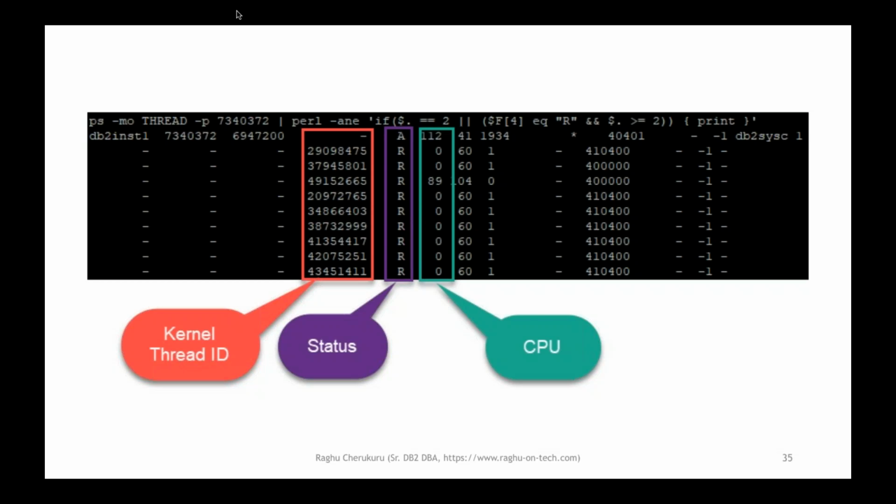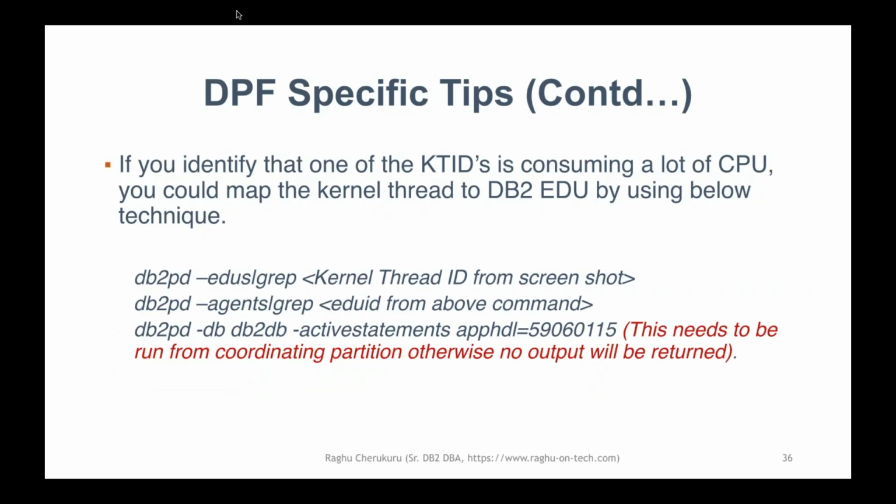And then by using that kernel thread ID, I can map it to the DB2 agent by using these db2pd commands, and then get what specific SQL statement is running by using the db2pd -activestatements command. Or you can even use a snapshot, there are a number of ways to get what the agent is doing once you know the agent ID. But if you're using db2pd, that needs to be run from the coordinator partition, otherwise no output will be returned.